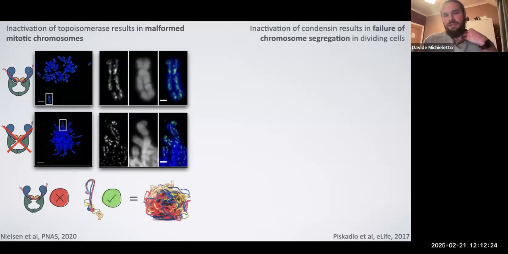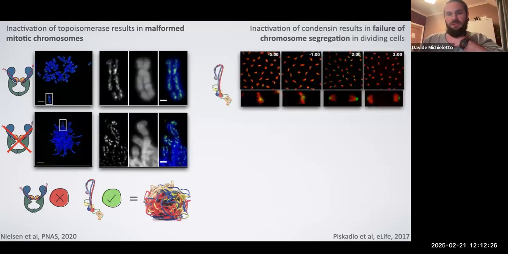But there are other experiments that show that even in the presence of topoisomerase, in this case you have Drosophila cells that are going through mitosis, so they are undergoing cell division.